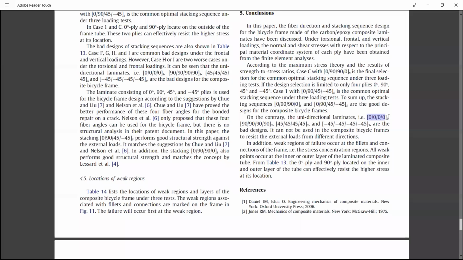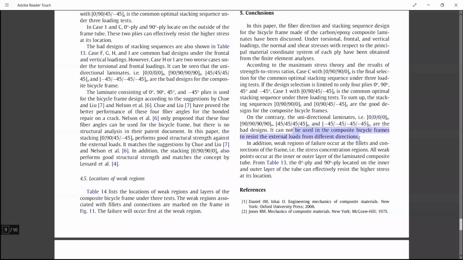So all having 0 angle is also bad. All having 90 is also bad. All having 45 degrees is also bad. All having minus 45 degrees is also bad. It cannot be used in composite bicycle frames to resist the external loads from different directions.